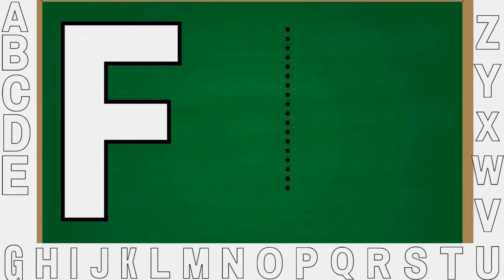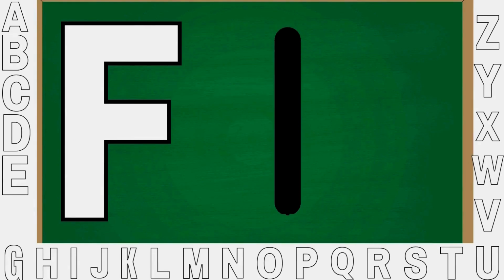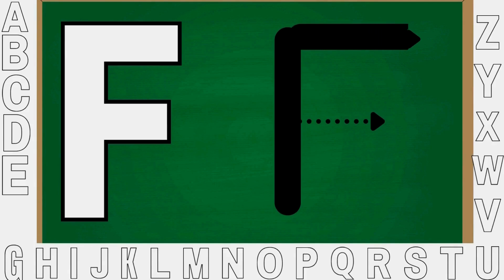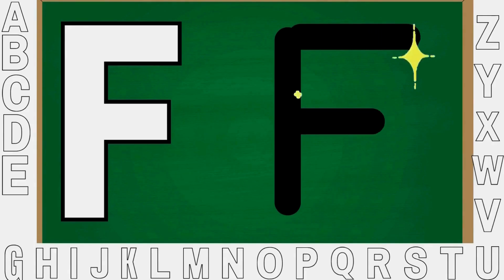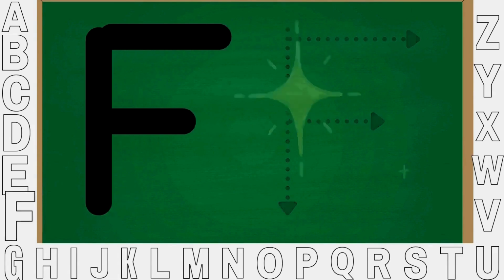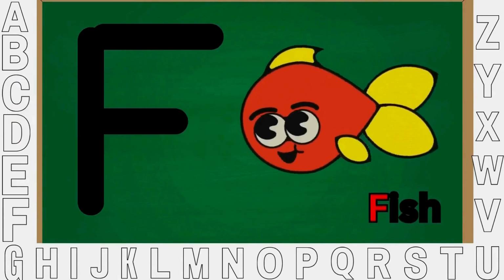F. Draw a vertical line. Add two horizontal lines, one at the top and one in the middle. F. F is for fish.